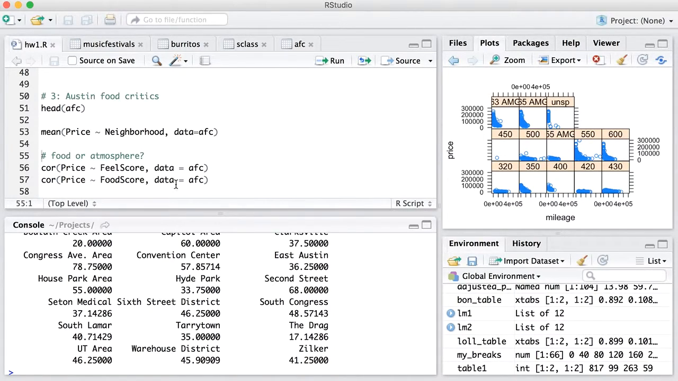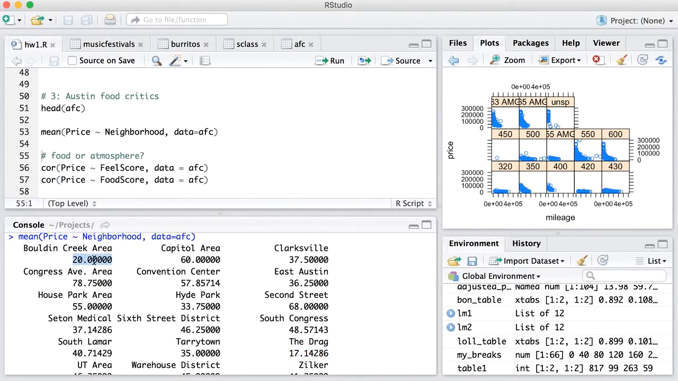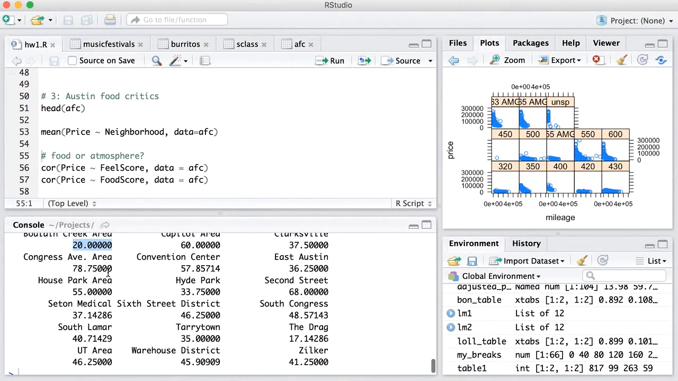Okay, so there we go. Those are the most expensive. How about the least expensive? Well, UT students, no surprise. The Drag is pretty inexpensive eating as far as that goes. And then there's Bolden Creek, which also looks to be a relatively inexpensive neighborhood. All right, so that was part A.